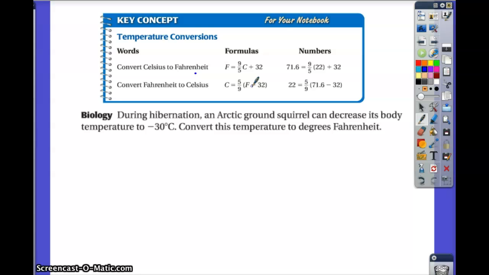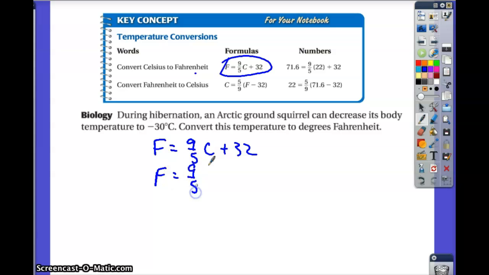So here's an example we'll do of a word problem. It says during hibernation, an Arctic ground squirrel can decrease its body temperature to negative 30 degrees Celsius. Convert this temperature to degrees Fahrenheit. So we're wanting degrees Fahrenheit, so we'll use this formula. So it's Fahrenheit equals 9/5 times the degrees Celsius plus 32. So let's fill in what we know. Fahrenheit's going to equal 9/5 times the degrees Celsius, in this case, is negative 30 plus 32.